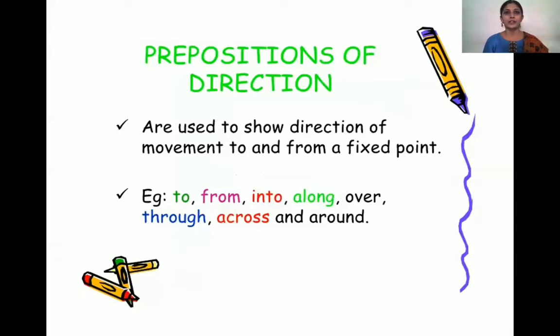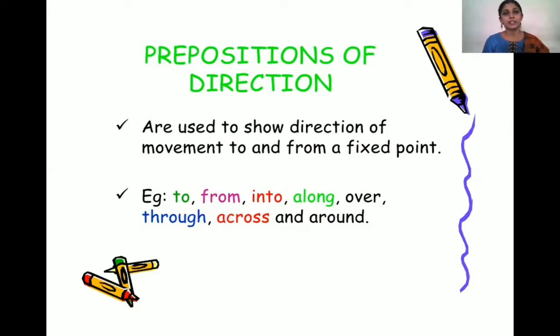Prepositions of direction are used to show the direction of movement to and from a fixed point. When we are to explain from where we are coming to where we are going, along which road we are passing through, for all these things we use prepositions of direction. In short, to mention the starting point and the end point of our journey and the various paths taken in between, we have prepositions of direction for our help.